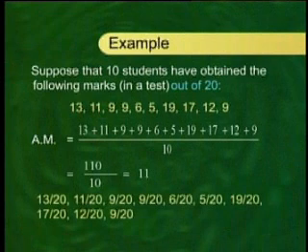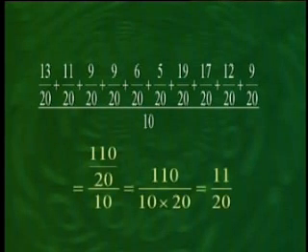dealing with 10 quantities of the form x per y. We have 13 over 20, 11 over 20, 9 over 20, and so on. Adding these 10 quantities and dividing by 10, we obtain 110 over 20 divided by 10, which is 110 over 10 into 20, and which is equal to 11 over 20.